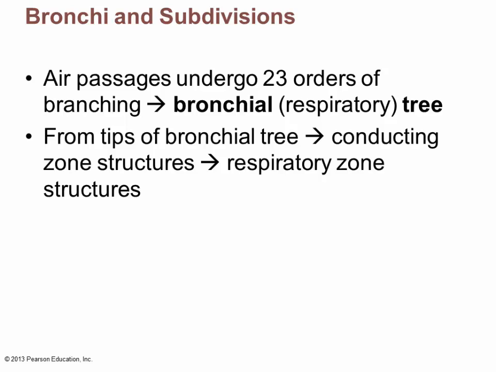So that means one thing, such as the trachea, splits into 2, and then each of those split into 4, and then those 4 split into 8. It's kind of doing the exponential. Each thing is dividing 23 different times. Because we start off with 1 and branch in 23 different orders, we have something known as the bronchial tree or respiratory tree. So if we flip it upside down, it kind of looks like a big trunk of a tree with all the branches and all the little leaves. Now, from the tips of the bronchial tree, we are going to change from conducting zone structures to respiratory zone structures. So we're going to go from just moving air to actual exchanging of gases.